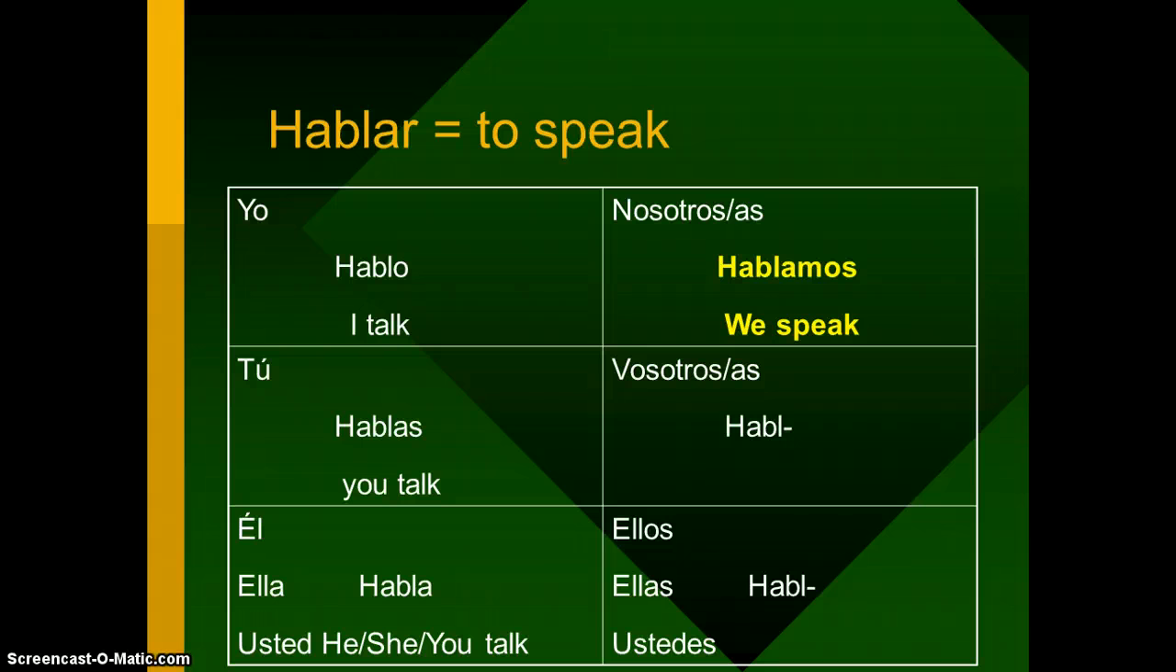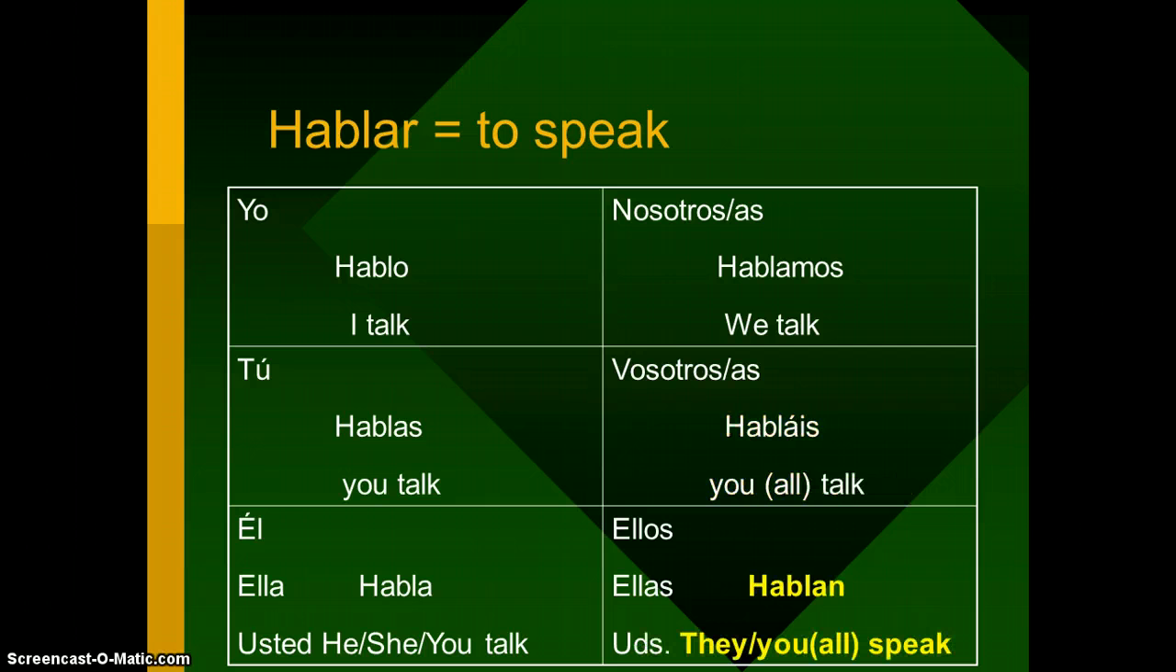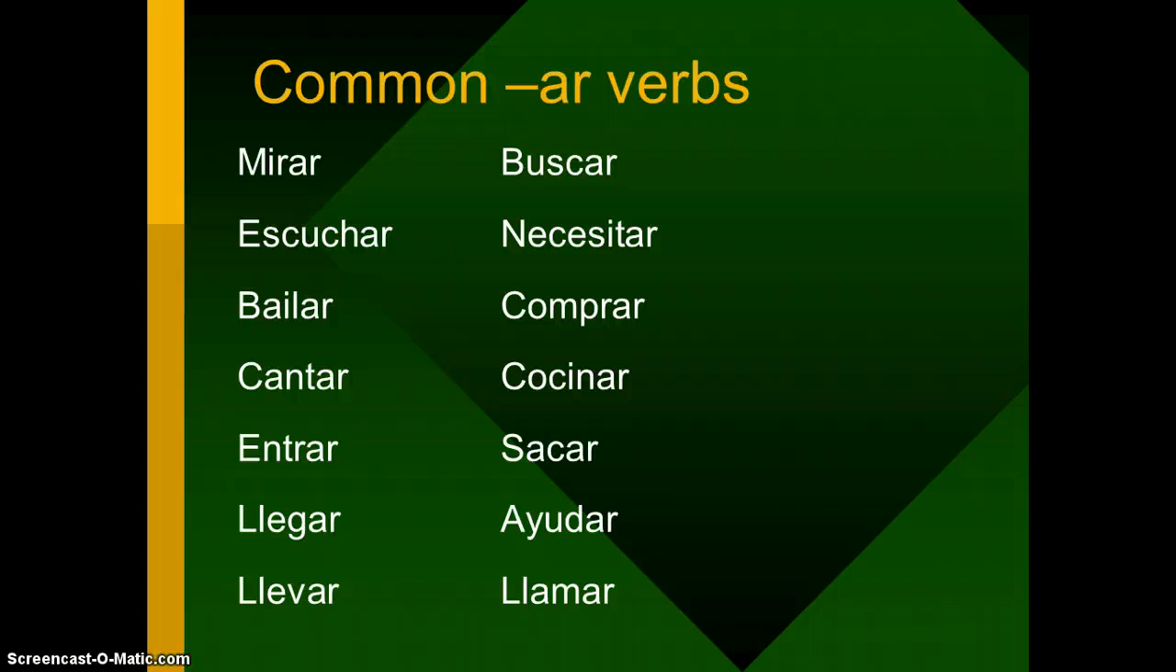Nosotros hablamos, and remember nosotros has a feminine form, nosotras, which would be nosotras hablamos. In Spain, for you all speak you would say vosotros habláis. And finally, you have hablan. Once again, since you have ellos, ellas, and ustedes, all matching with the conjugation hablan, it would be important to start your sentence off with the subject. For example, ustedes hablan mucho. Alright, and that's how you conjugate an AR verb.